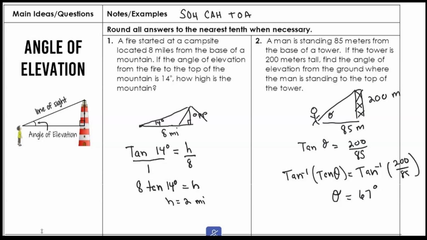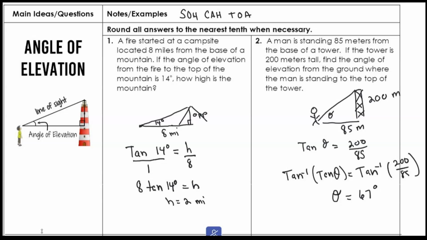You have the tower. Here's your tower. Now we know the man is standing 85 meters away. And we know that the tower is 200 meters tall. So I want you to think about which trig function you're going to have to use to solve this problem.